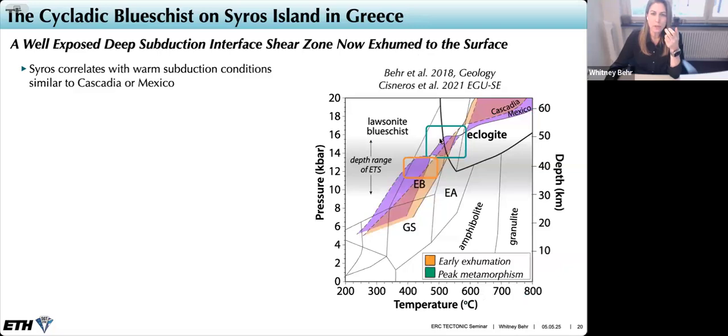In terms of PT conditions, rocks on Syros record conditions similar to warm subduction zones like Cascadia and Mexico. The peak metamorphism is estimated around 15 to 16 kilobars, and the early exhumation along the top of the slab, when this was at forearc conditions, is constrained to about 12 to 14 kilobars. So both of these conditions overlap with the general depth of slow slip phenomena in warm subduction zones.